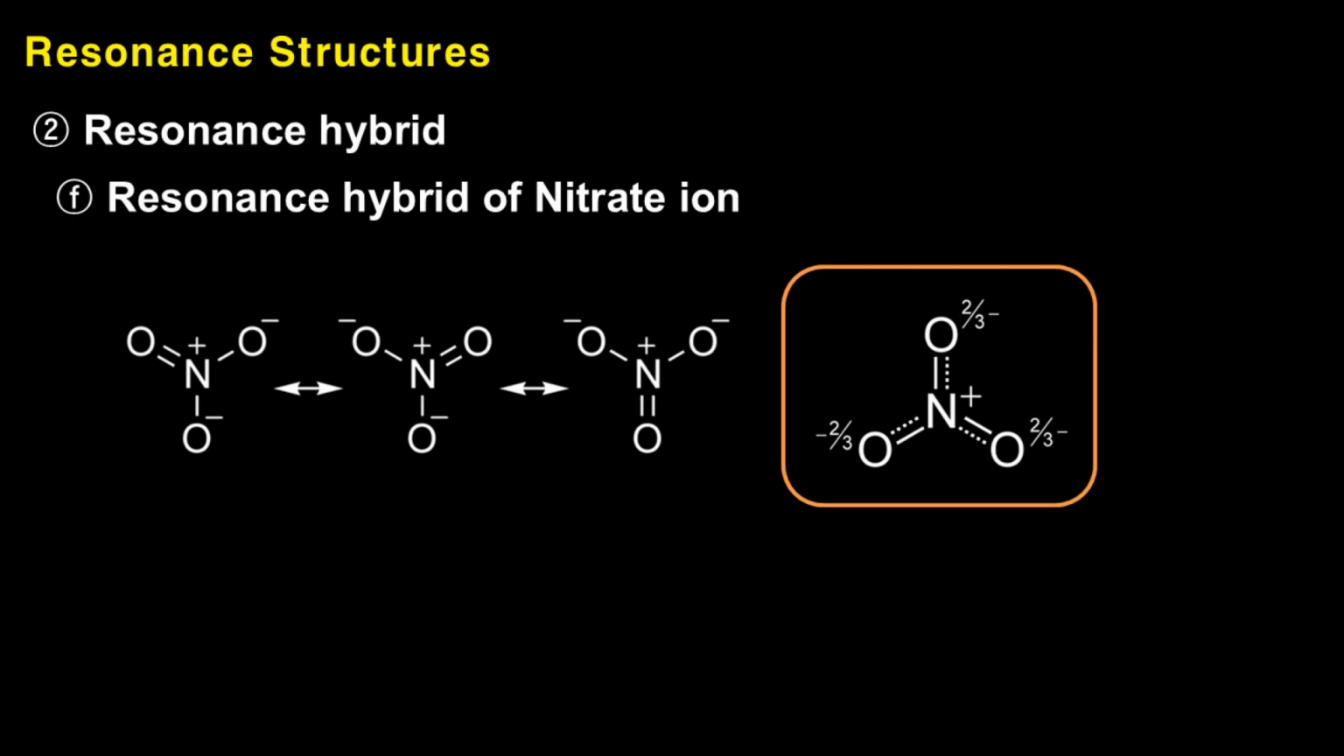Similarly, in the nitrate ion, the three oxygen atoms share the negative charge equally. In the resonance hybrid, we show this by using dashed lines between the nitrogen and each oxygen to indicate that all three N-O bonds have partial double bond character.